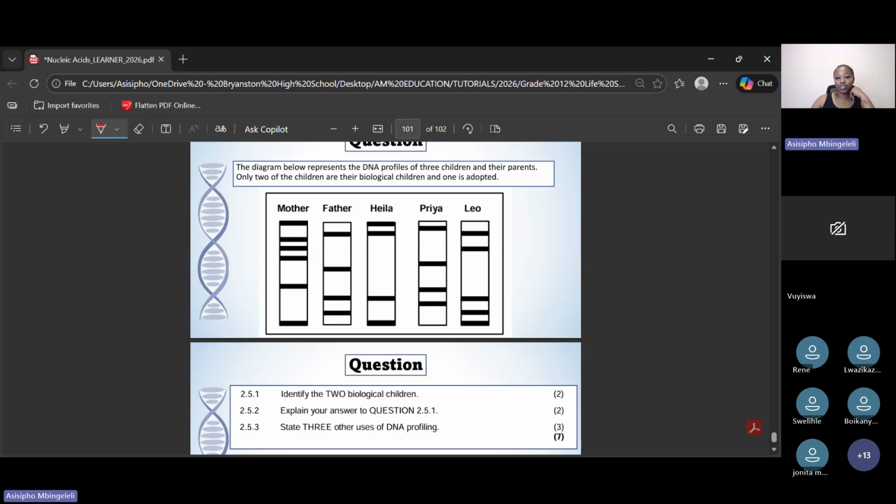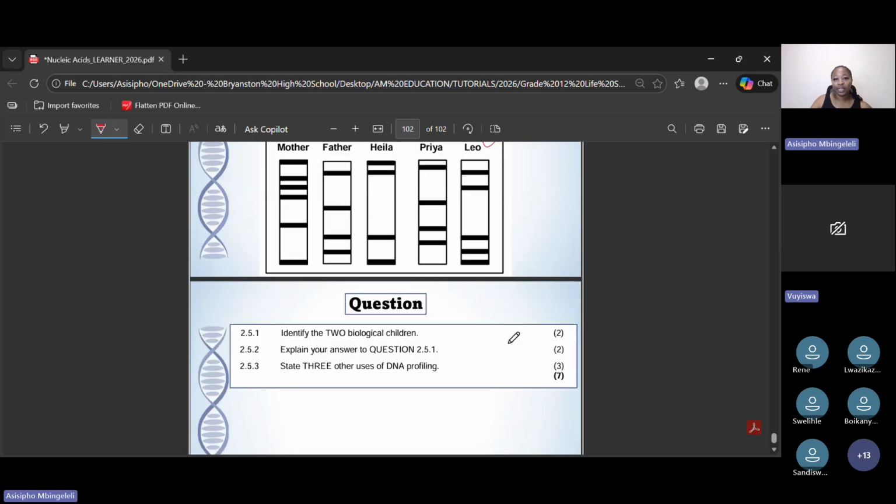Identify the 2 biological children. Anyone? There are people that have not spoken the whole lesson, guys. Sandiswa, please. I think Priya and Hila. I said Hila and Leo. So what did you guys say? Yeah, Hila and Leo. Definitely it's Leo and Hila.